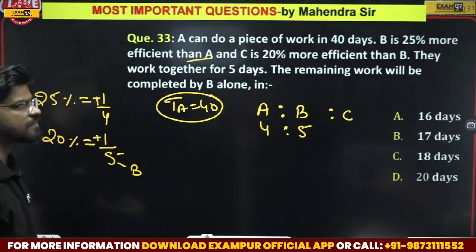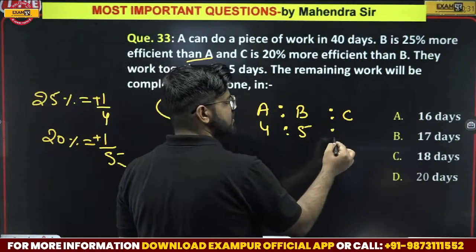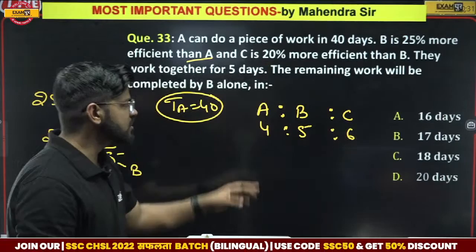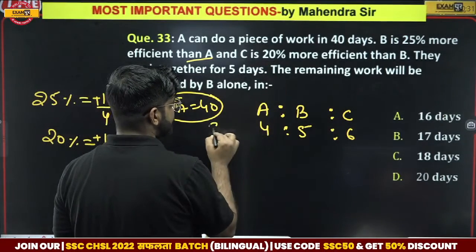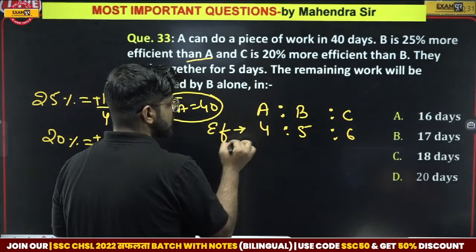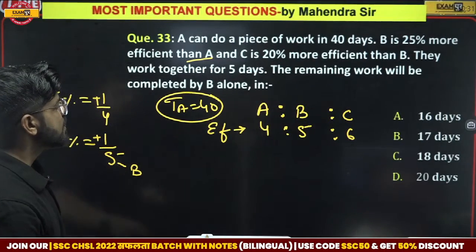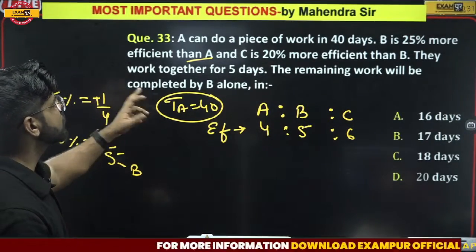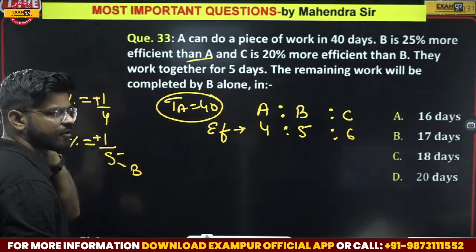C is 1 more. That means 6. So if B is 5, C will be 6. So these are the efficiencies. Okay. Now what is being asked? They work together for 5 days.